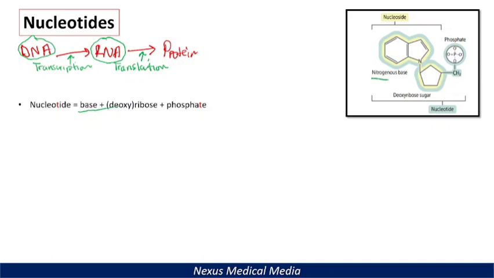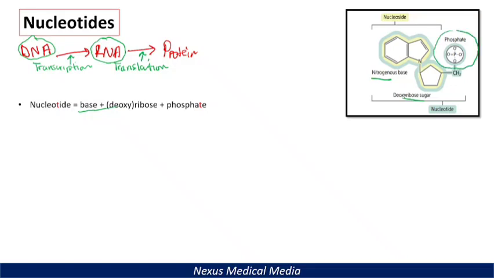Here you can see a nitrogenous base. You have a deoxyribose, right? Deoxyribose is in DNA, but in RNA it's just a ribose sugar. So you just need to remember that, because DNA is deoxyribonucleic acid and RNA is just ribonucleic acid. So in this case, I just showed you where you find the nitrogenous base. Next is this sugar and a phosphate.